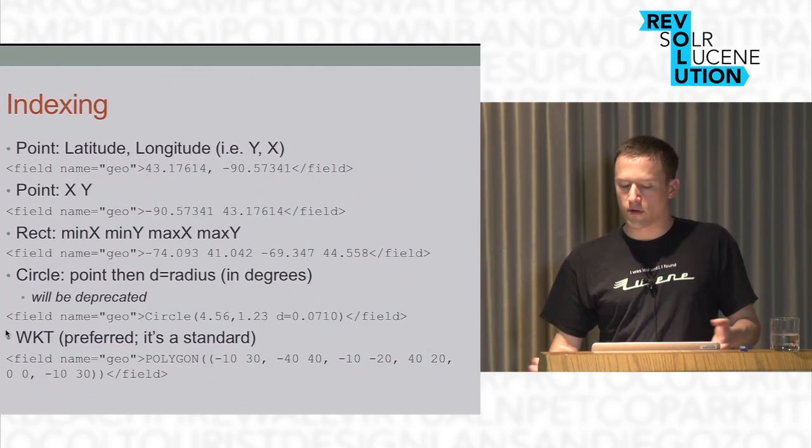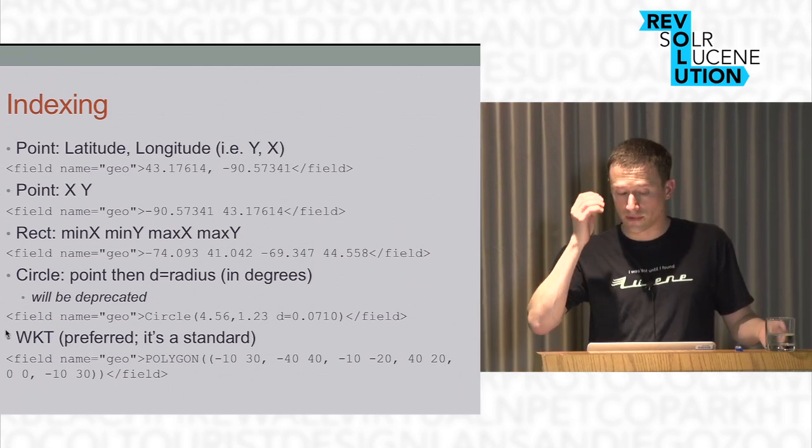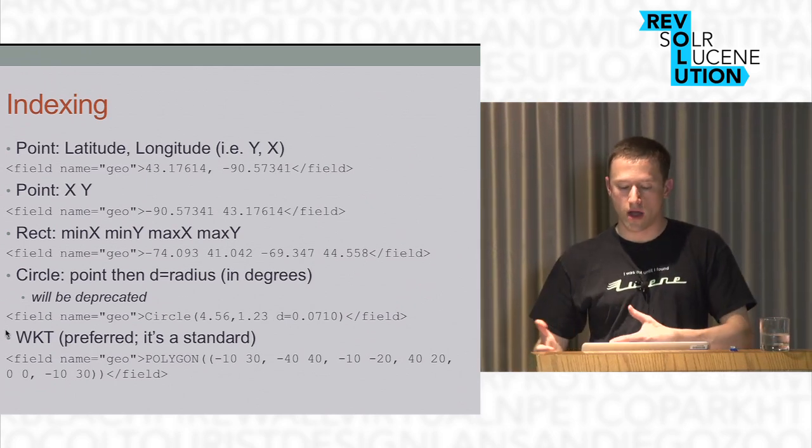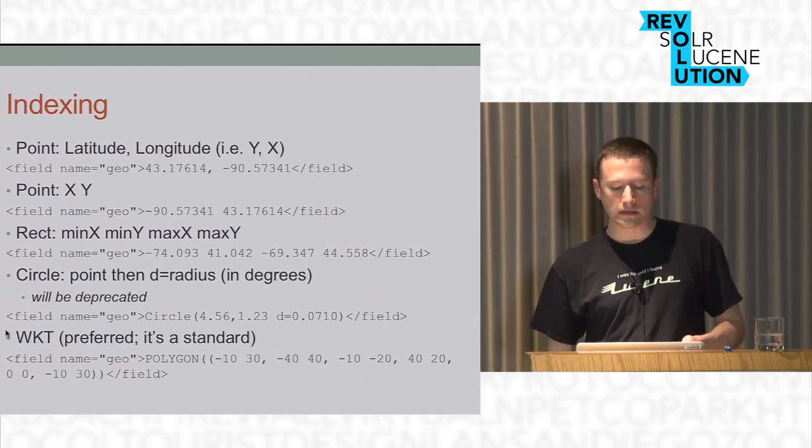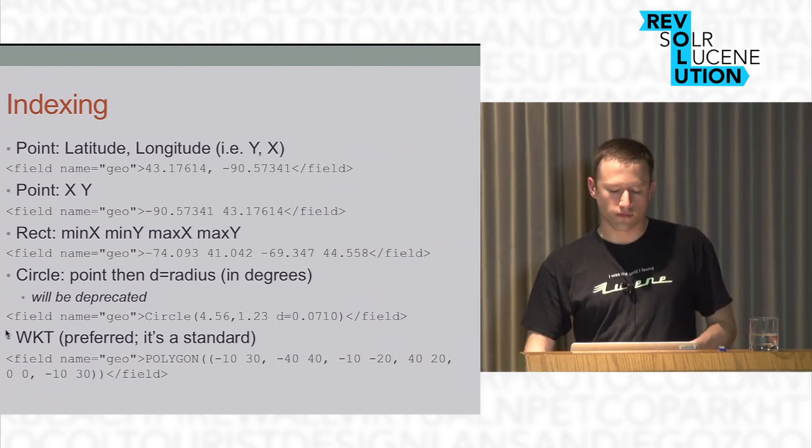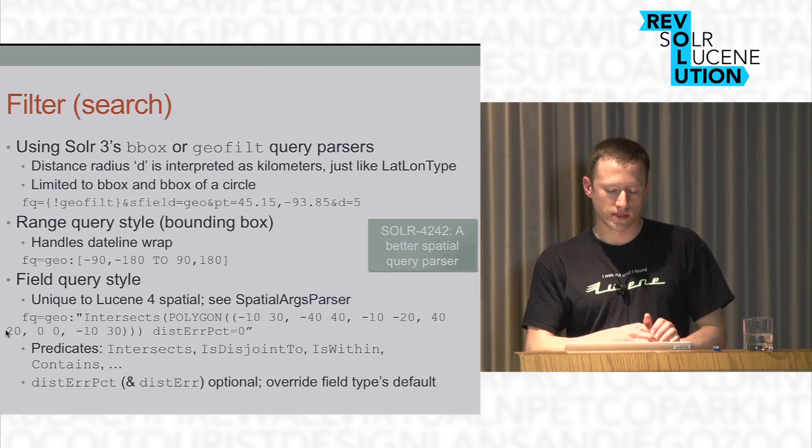Indexing is fairly straightforward. You just give it latitude, comma, longitude, or x space y, or you can give it WKT. I want to move along a little faster because I only have 10 minutes left.